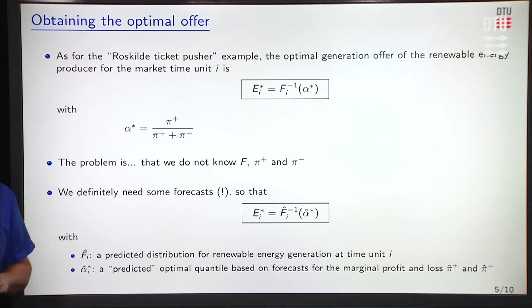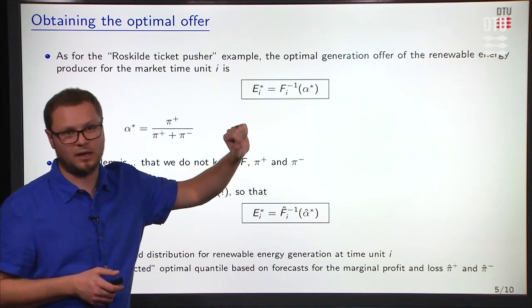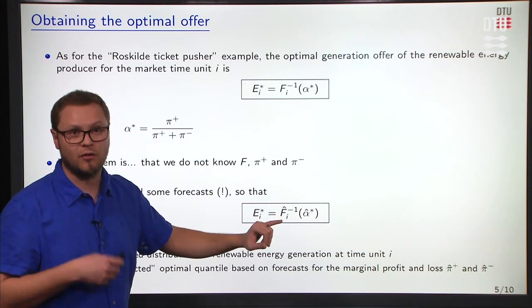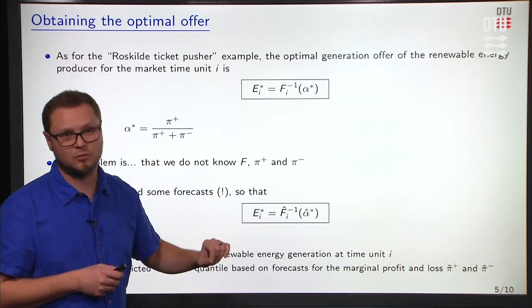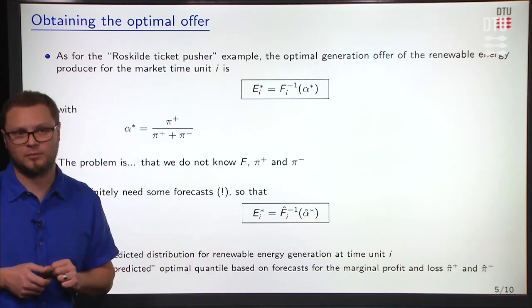So that sounds very easy and straightforward, but actually we don't know f, we don't know pi plus, and we don't know pi minus. We definitely will need some forecast there so that, instead of having the real f and the real nominal level, we will use a forecast for f, a forecasted cumulative distribution function, and a forecasted nominal level for the optimal quantile.